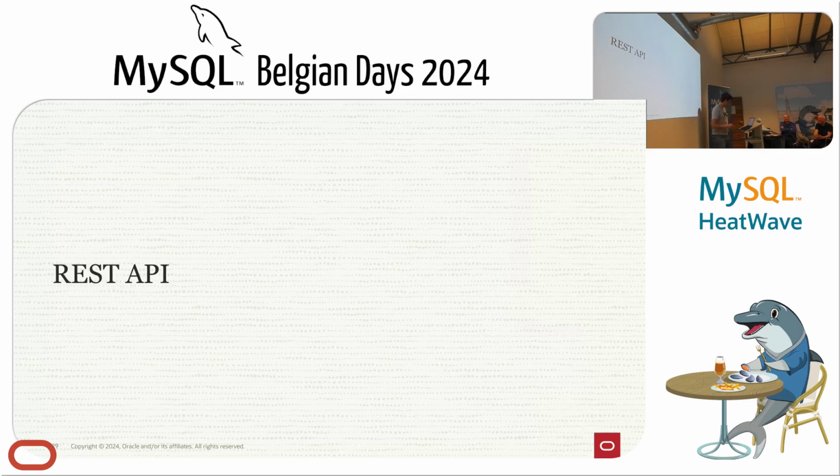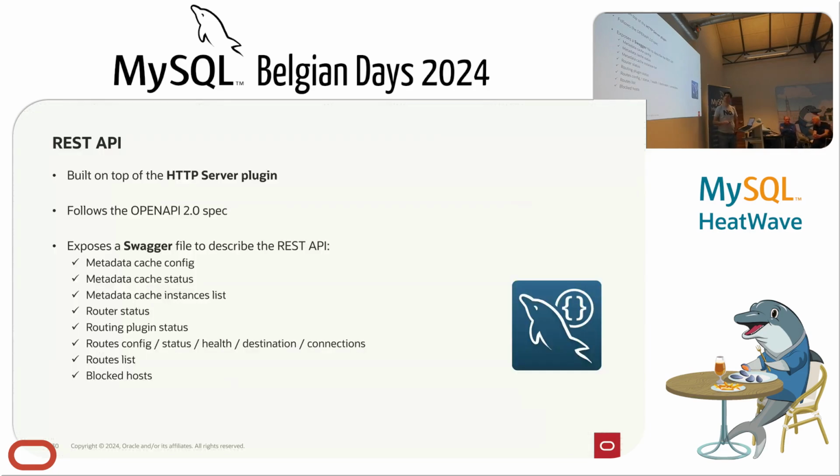REST API, that thing that is old but nobody uses or knows about. So Router has this HTTP server plugin that is used to accept HTTP connections to access the REST API that it also exposes. And this REST API follows the OpenAPI spec. And Router exposes a Swagger file to describe it.